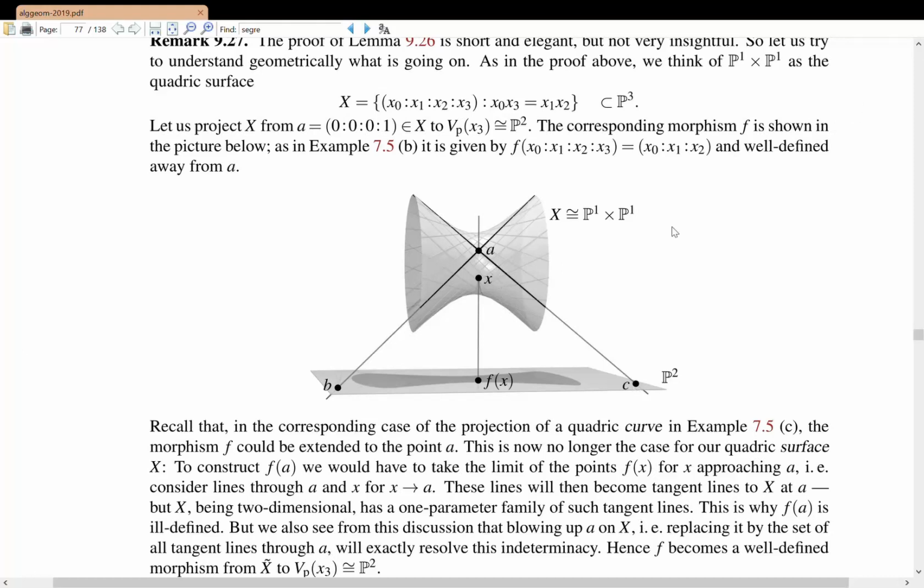All right, so just to summarize, we had P1 cross P1, we had P2, we had a map between them, but there was a problem with the map at A. We blew up A and resolved that problem. There was a problem with the inverse map at B and C, but we blew up B and C and resolved those problems, and then the map became an isomorphism.